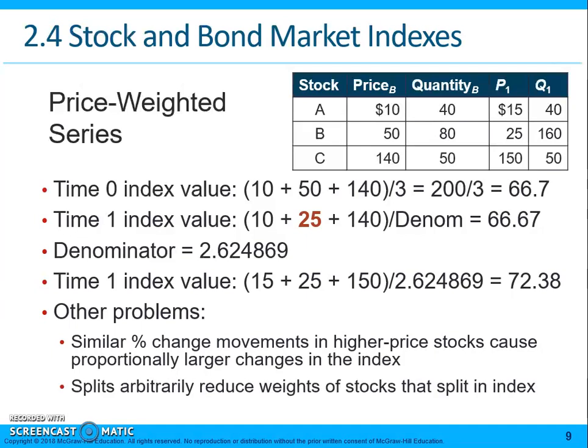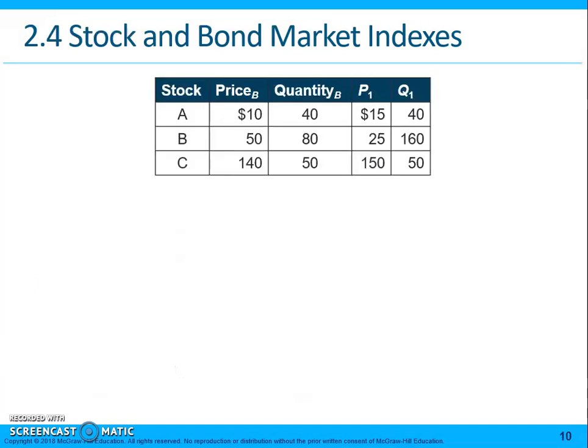We talked about this during the other lecture. Splits arbitrarily reduce the weights of stocks, and when a split takes place, it reduces the impact of that stock on the index. It appears that many companies are reluctant to split because of this, since it reduces their impact on indexes at times.